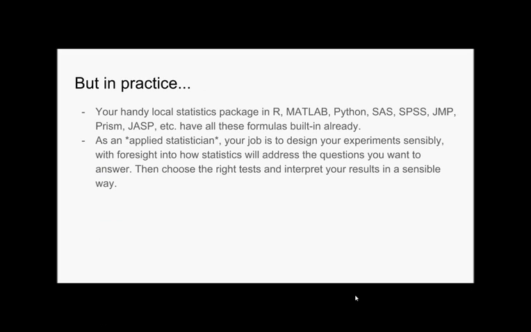And in practice, you won't actually need to do any math to calculate your test statistics or to find your p-value. This is because people have built so many different statistics packages in many different programming languages, and these all have these formulas built in already, especially for the typical parametric tests that you use. The ones I'm listing here, which are probably the ones that you're going to use, also have the non-parametric formulas for most of the tests that you're interested in.